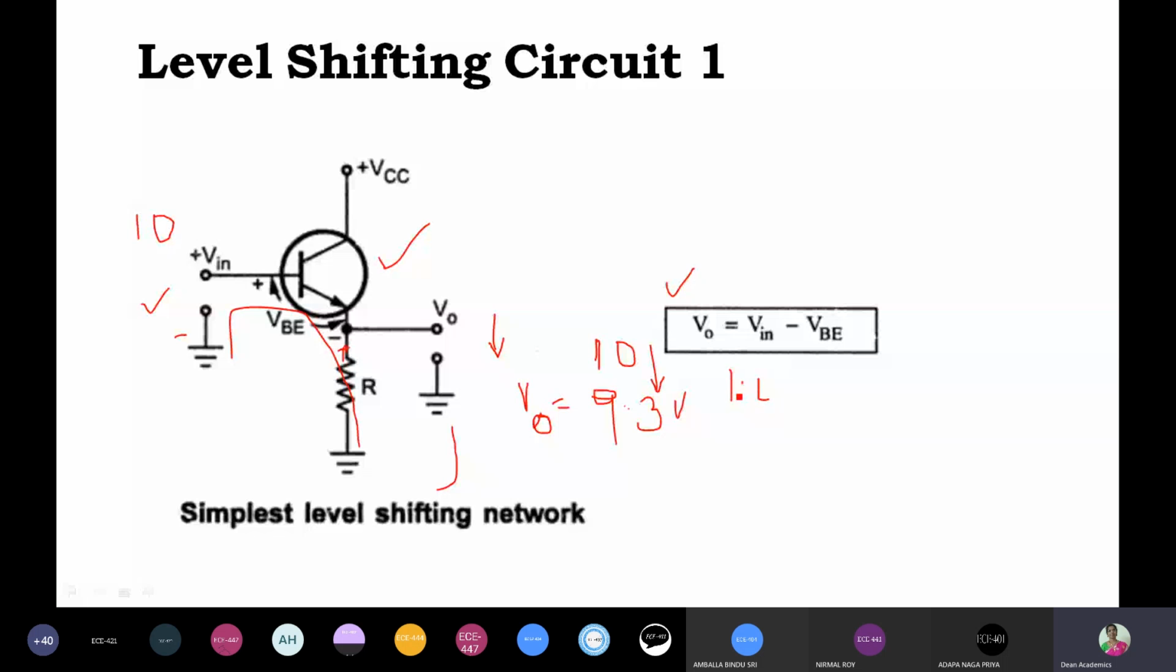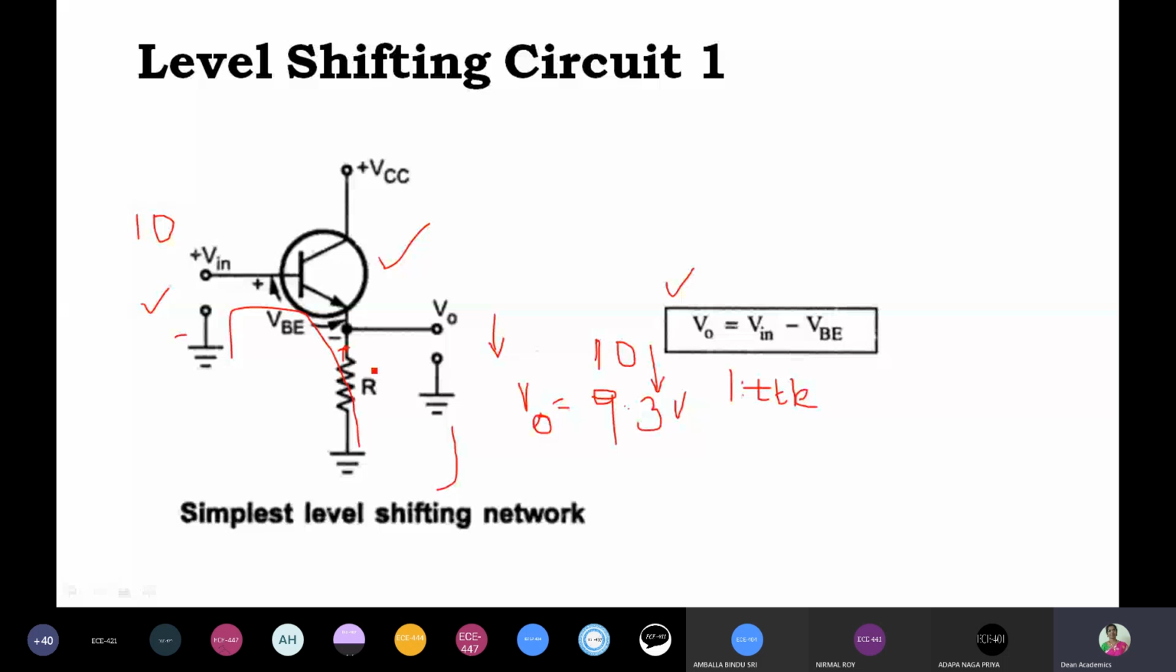So you are able to shift this level only a very little bit. As it is, this emitter follower circuit is not that useful. So what we do is we modify this circuit.